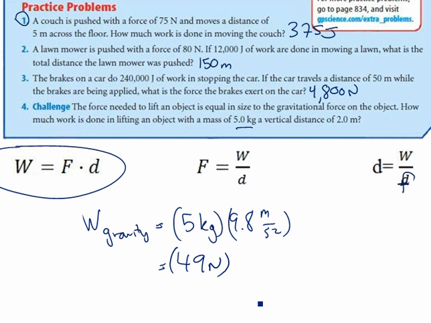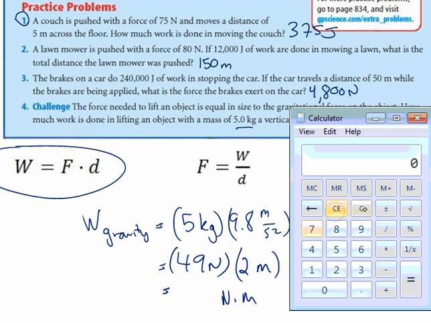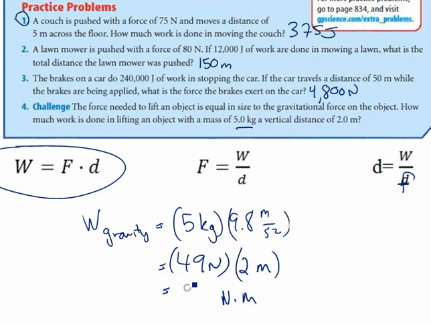And we have to multiply that by the distance which the object was moved, which is 2 meters. We'll end up with newtons times meters as our units. We plug that into the calculator, 49 times 2, and we end up with 98. So 98 newtons times meters, or it's going to be 98 joules. That's the final answer.